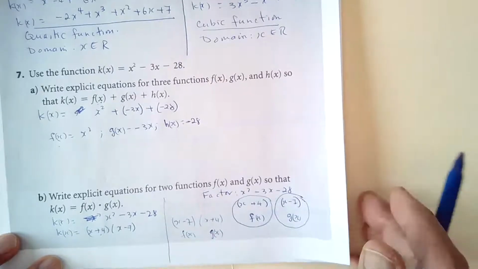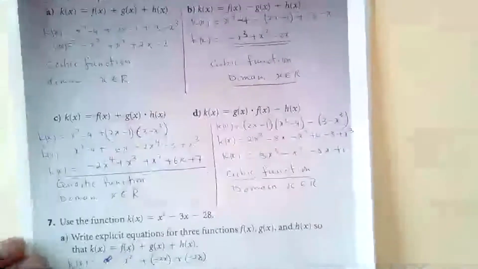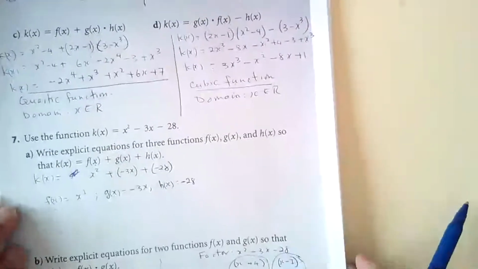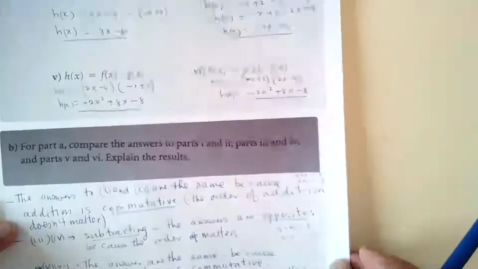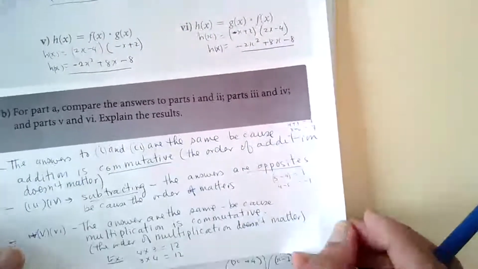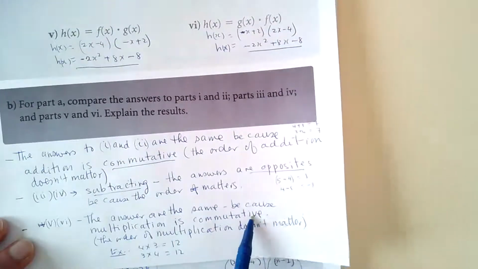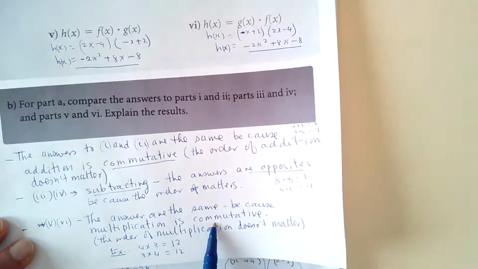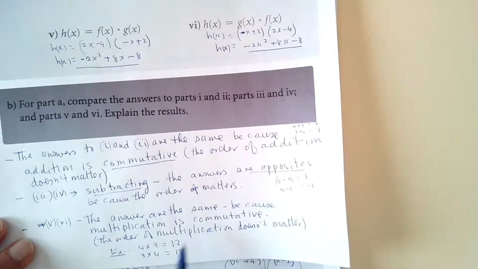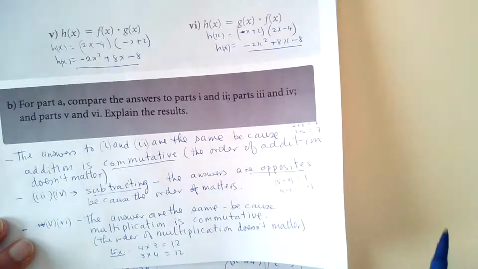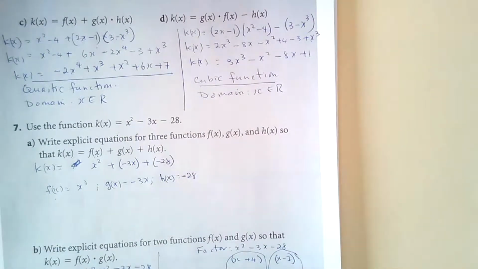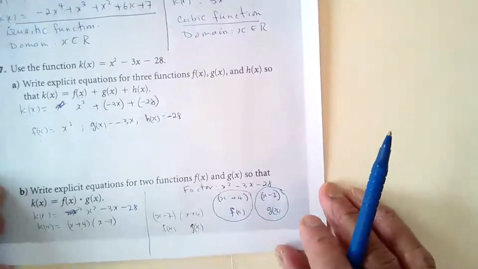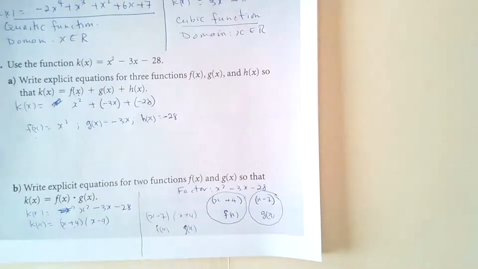As we learned in question 5, when we are multiplying, the answer is the same because multiplication is commutative. The order doesn't matter. So that's why we can switch these and still maintain the function.